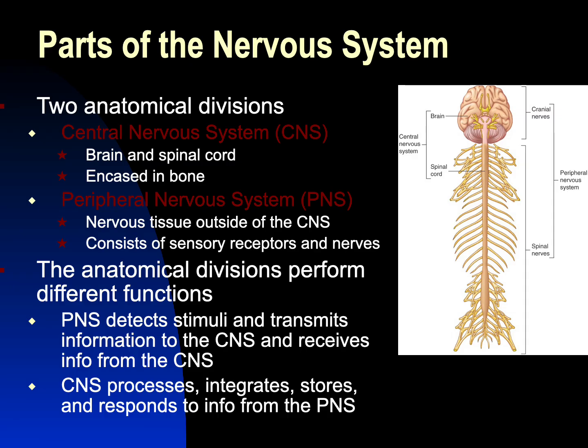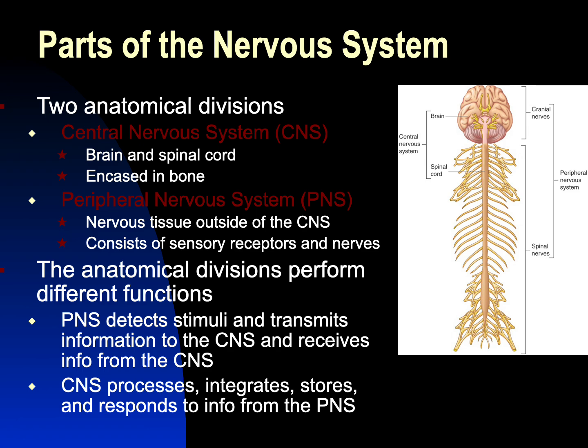Again, central nervous system, brain and spinal cord, protected by bone, the cranium for the brain, and then the vertebral column contains an arch around the bone, so that's at least partially enclosed by bone. This is also floating in cerebrospinal fluid and surrounded by membranes to protect it. This is where most integration occurs, in the central nervous system. Then the peripheral nervous system are nerves that branch off the brain and spinal cord.